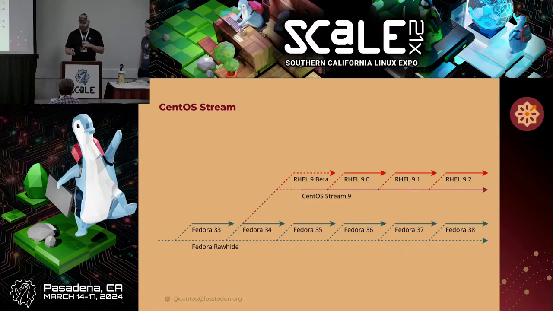So here's how it worked in 9, a little bit more granular view. Fedora Rawhide is the true rolling release in this ecosystem. And the dashed lines are going to be like development. So you'll have, not right now, but Fedora 34 branched off from Rawhide, got a little bit more polish, and then released as Fedora 34, maintained for a set amount of time.